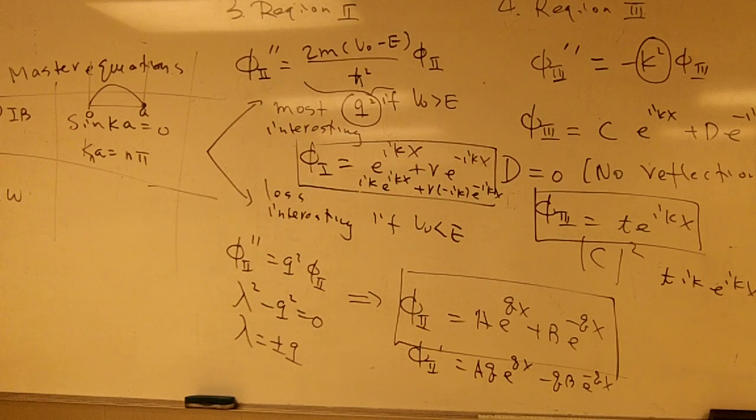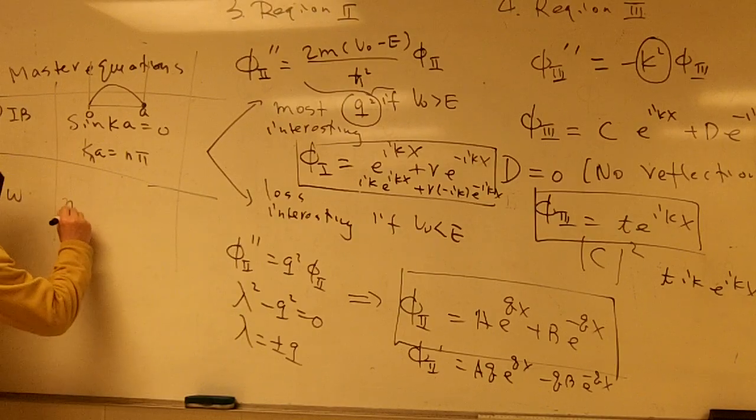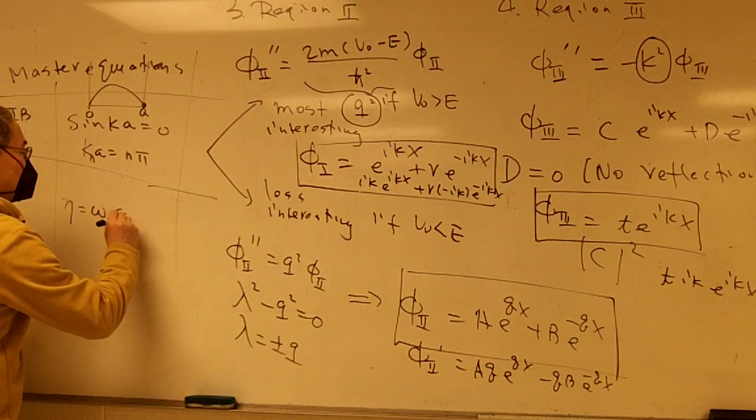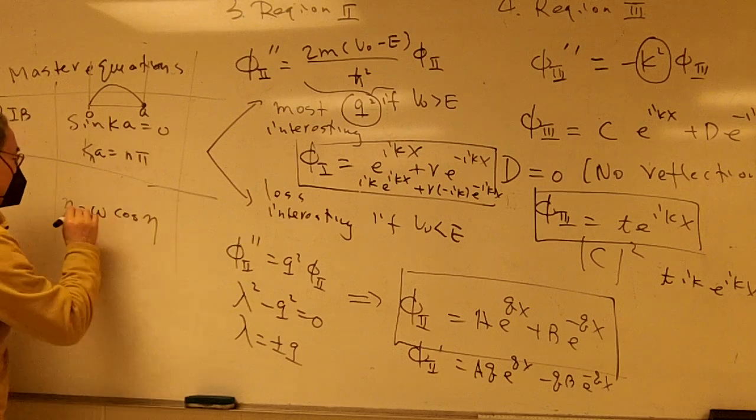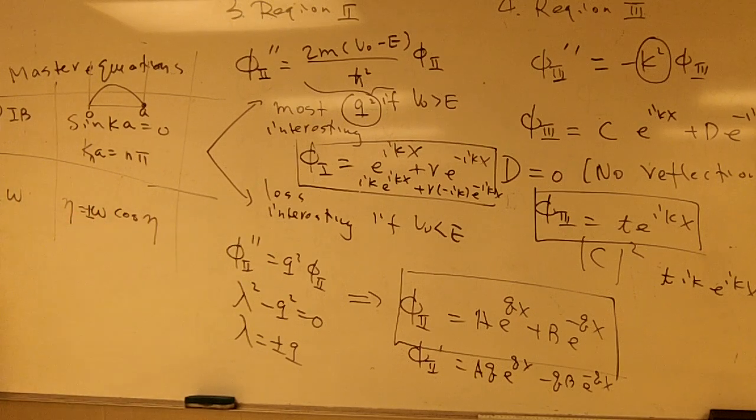For the quantum well case, we have eta, omega, and cosine eta, and we say plus minus in the front like this. So that's what we used. And I think some of you remember this equation. This is our master equation.